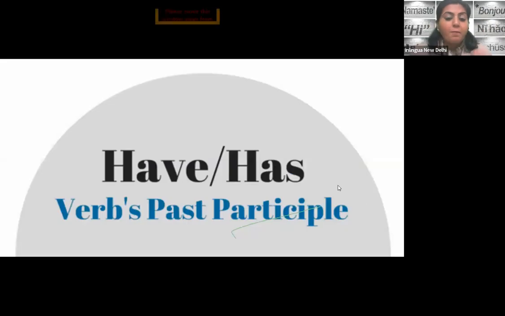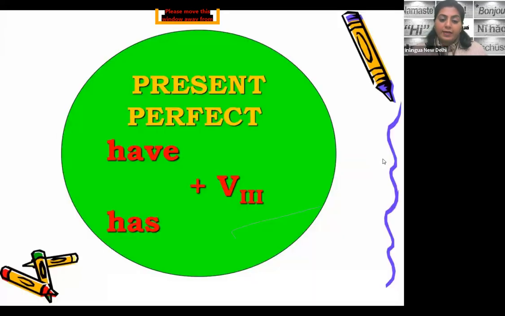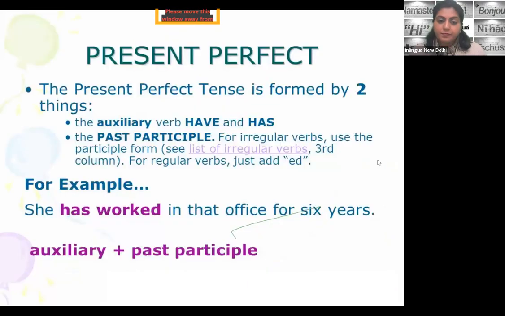Okay. Now, a main or a very important aspect of the present perfect tense is the have or the has action word. It's a verb, but it is used in all sentences in the present perfect tense. All right, so let's look at have plus has. Now the present perfect tense is formed by two things. First, the have and the has verb. Second, the past tense of the action word. For irregular verbs, use the participle form. For the regular words, use just ed, ied, or d.